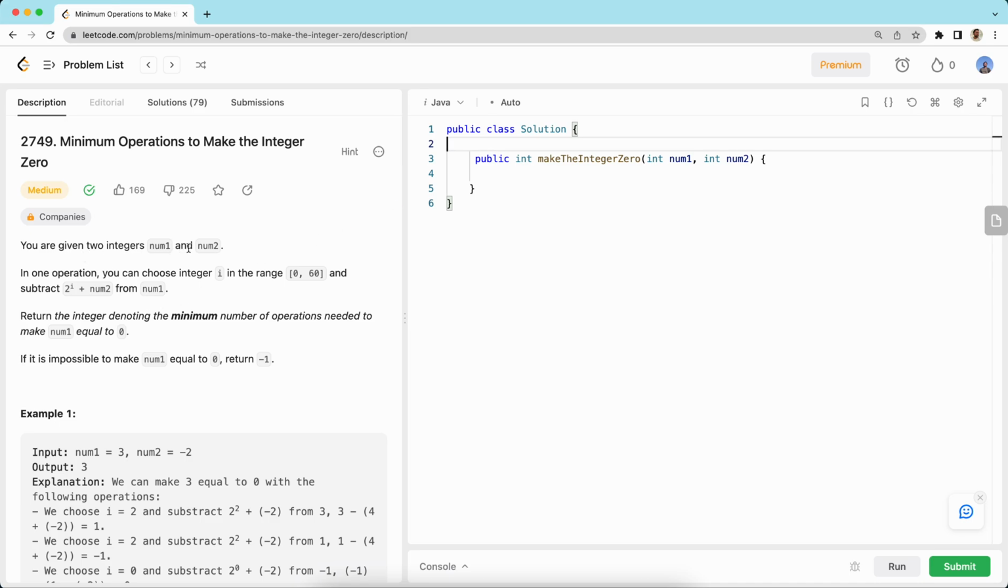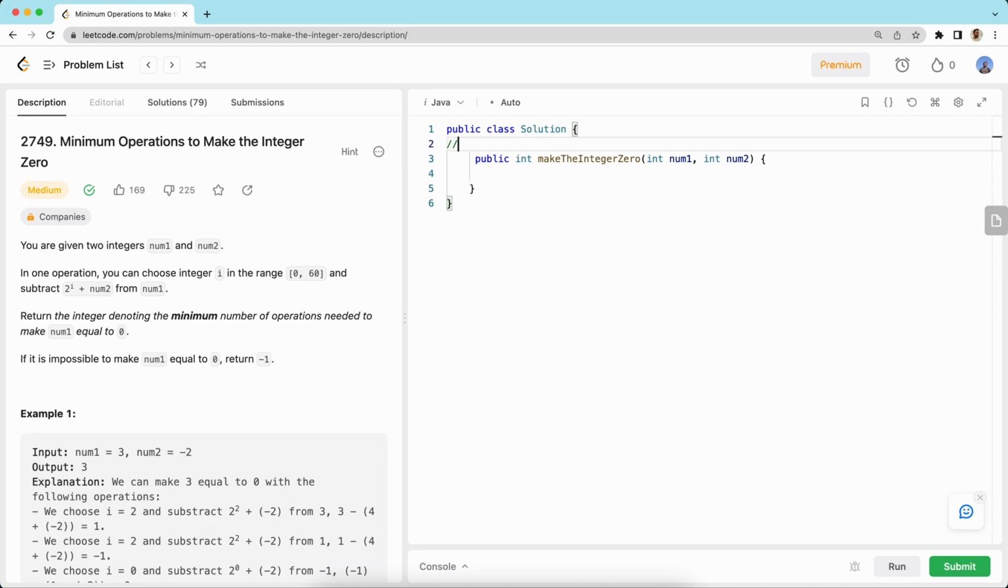Today we'll dive into this new problem, minimum operation to make integer 0. It says you are given two integers num1 and num2. In one operation you can choose integer i in the range 0 to 60 and subtract 2 raised to power i plus num2 from num1. Return the integer denoting the minimum number of operations needed to make num1 equal to 0.